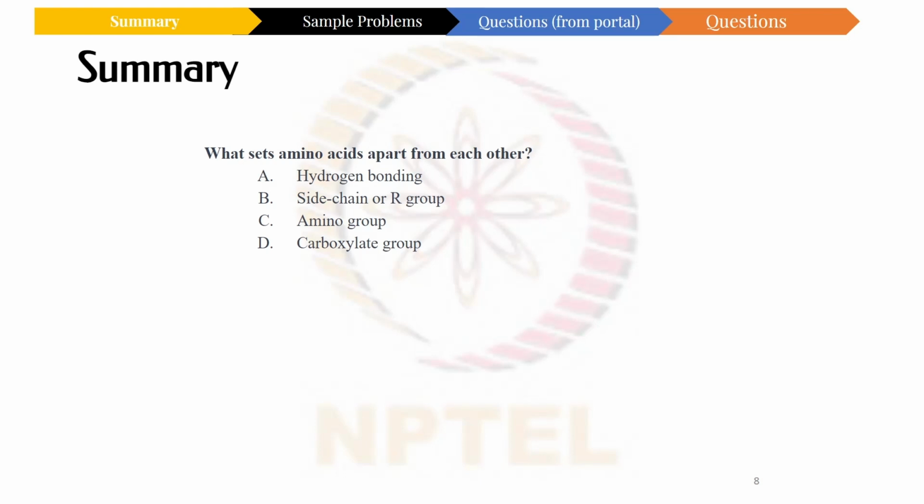Here I'm showing a question related to classification of amino acids. Based on what are amino acids classified, or what separates one amino acid from another? It's the side chain, or R group, of an amino acid that sets one amino acid apart from another.